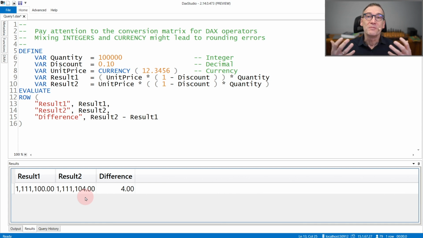So whenever you mix different data types, you need to pay attention to the precedence of calculation in order to obtain the correct result.